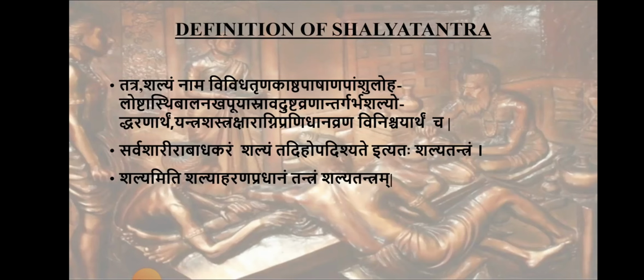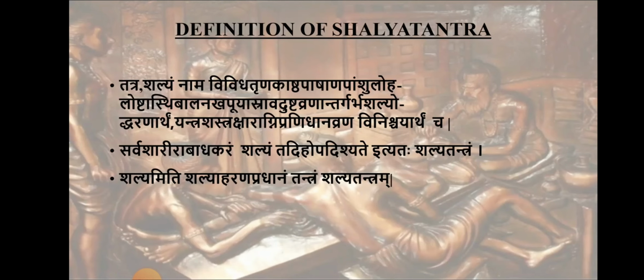Third one is Vrana Vinishchayartham. Vrana Vinishchayartham means a detailed explanation of Vrana is given in Shalya Tantra along with its treatment. Different modalities of treatment are told in Shalya Tantra. So Shalya Tantra is a branch of Ayurveda which deals with all these three. First is diagnosis and removal of certain foreign bodies. Next is the utility of Yantra, Shastra, Kshara, and Agni Karma. Then a detailed explanation of Vrana and its treatment. This is what is told in Shalya Tantra.